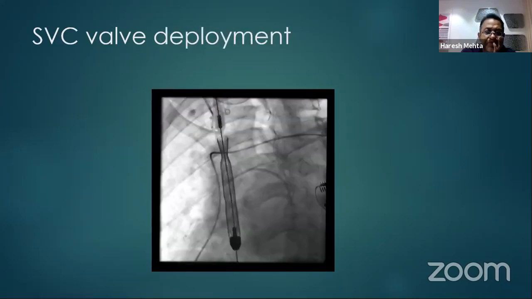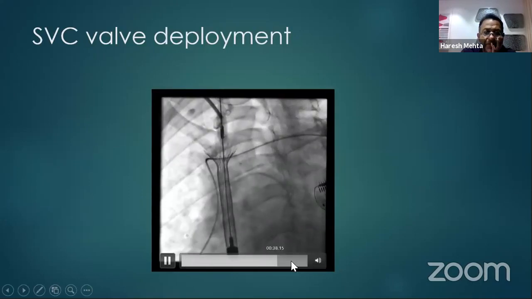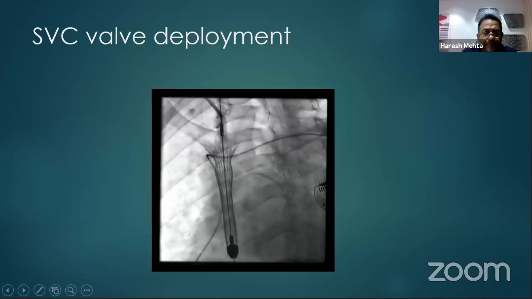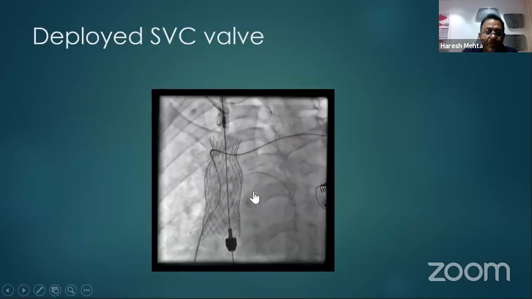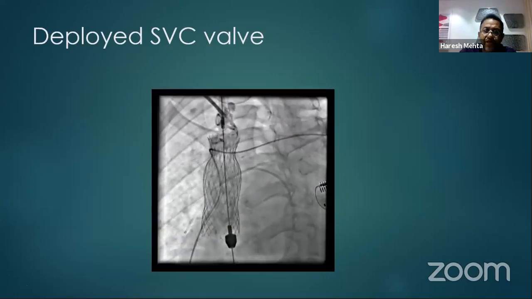And once we were happy with the position, we started deploying the valve. And the valve, as it opened, we repositioned it. It can be repositioned at some time till you get the final position going right. This is how it looked. Now, if you inject, you realize that there's flow only in one direction.